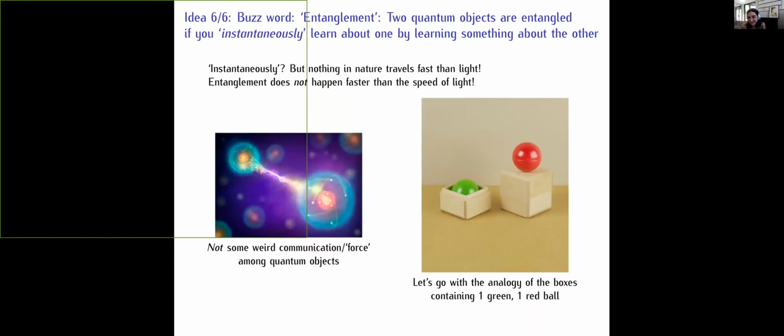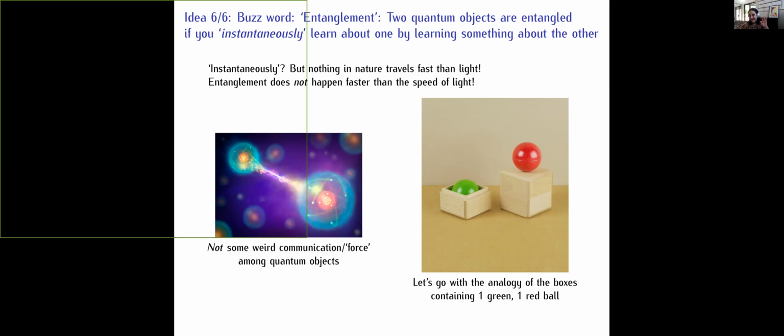And without further ado, I would like to refer to another very, very big buzzword that you might have heard called entanglement. And I have a quick video to show to you. The idea, and I'll explain, is that two quantum objects are entangled if when you learn something about one, you learn something about the other very much, in quotes, instantaneously.